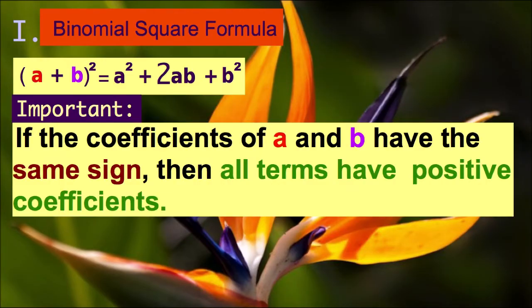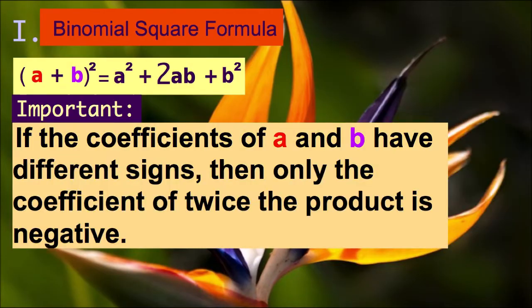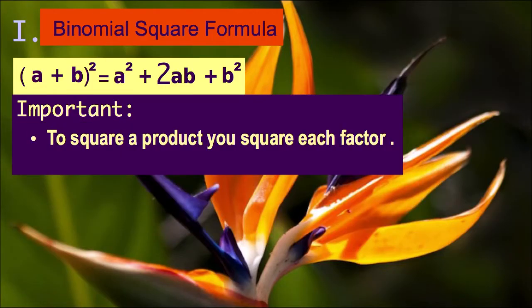Important. If the coefficients of a and b have the same sign, then all terms have positive coefficients. If the coefficients of a and b have different signs, then only the coefficient of twice the product is negative. Another thing to keep in mind is to square a product, you square each factor.